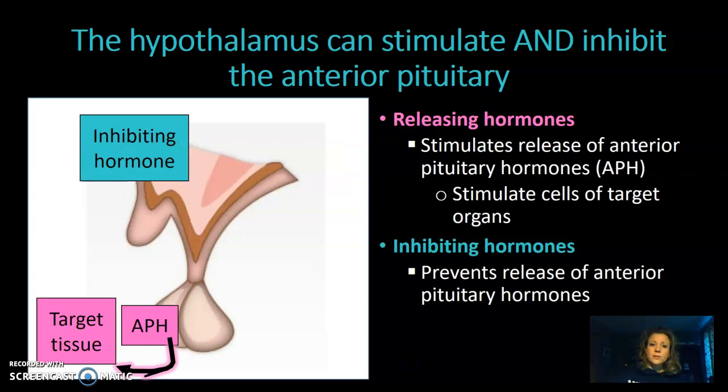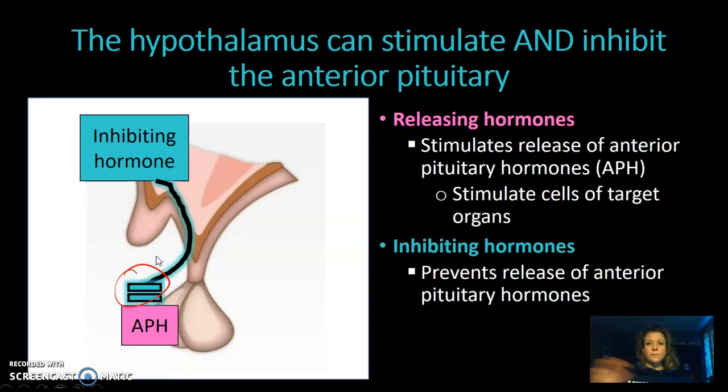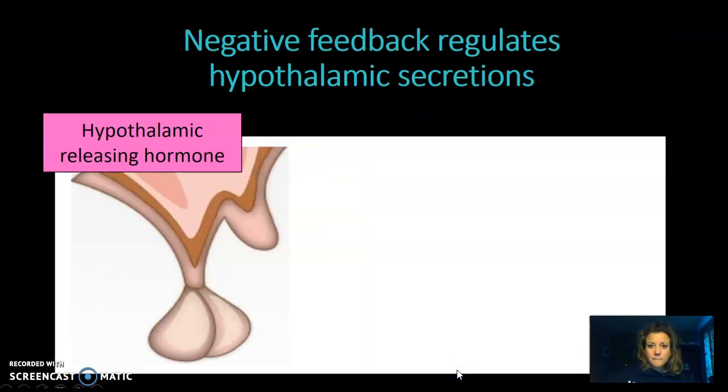Inhibiting hormones are going to prevent the anterior pituitary from releasing its hormones. An inhibiting hormone comes down through those portal veins and into the anterior pituitary. The anterior pituitary hormones are inhibited, and that's what those 2 blue bars mean right here, that we've got inhibition happening, and that's going to prevent the target tissues from being stimulated anymore. This is all going to occur because of negative feedback.